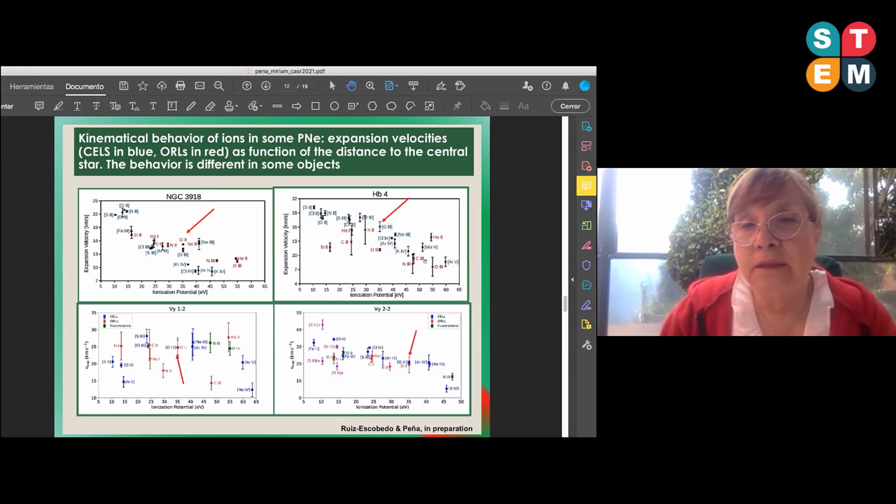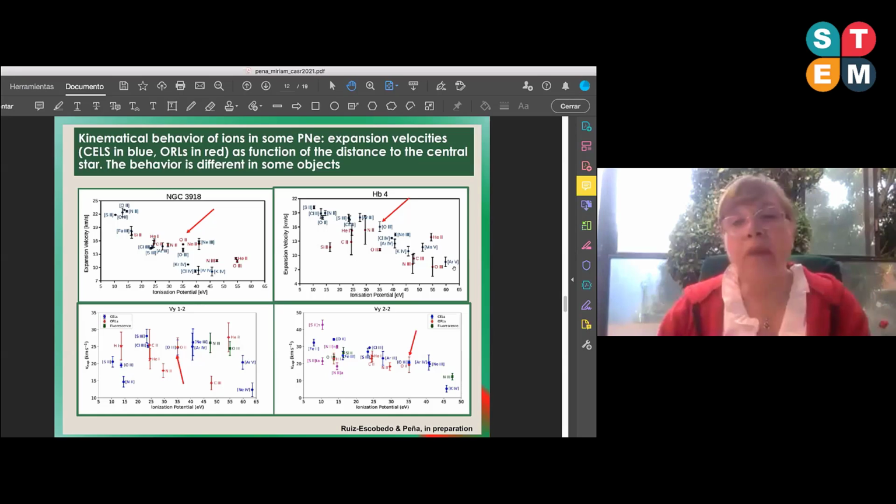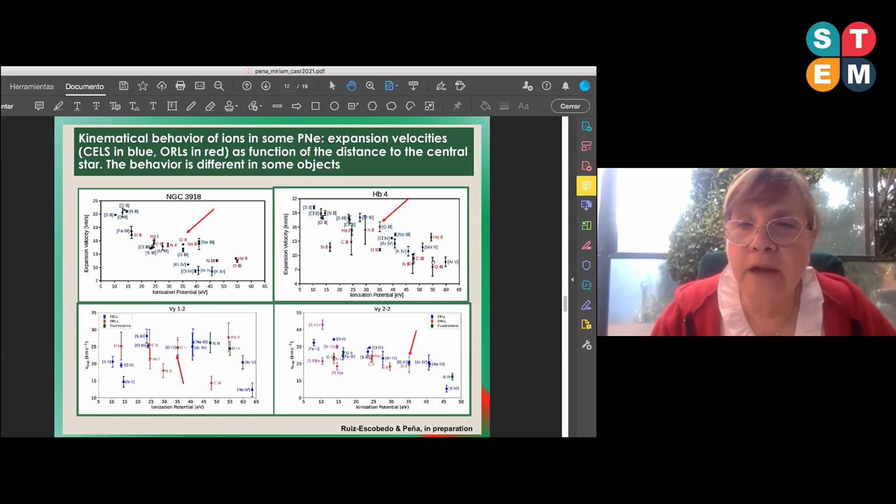We can see this gradient in velocity, which is a normal gradient in velocity for an expanding plasma. The higher ionization species near the star show low expansion velocity, while the species far from the central star are expanding faster. So this gradient is expected. And the gradient is shown by the collisionally excited lines.